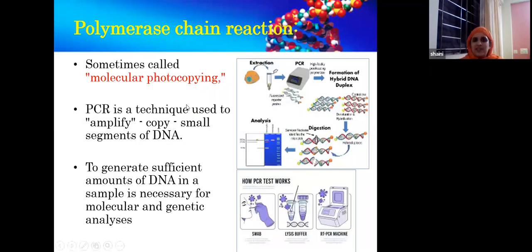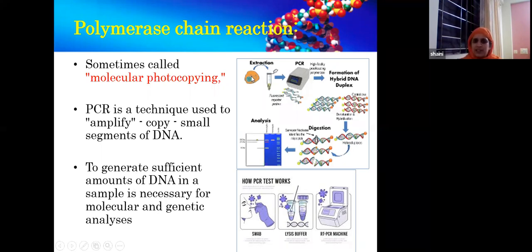The polymerase chain reaction is also called molecular photocopying. Photocopying, because from one single DNA, you can make millions and billions of copies of that particular DNA segment. When you put a probe, the probe easily goes and binds to the DNA of interest. So that is why PCR is so popular: it amplifies. It is a technique used to amplify or copy small segments of DNA, and it generates a sufficient amount of DNA in a sample in order to do genetic and molecular testing.